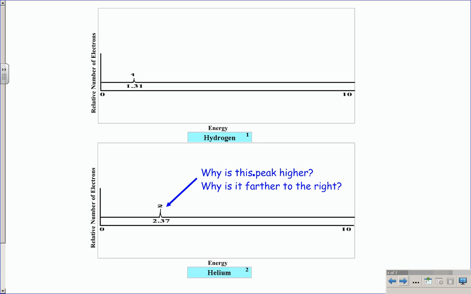And sure enough, that's exactly what we see. It is not quite twice as big. So that's why the peak is farther to the right. It makes sense based upon the strength of the nucleus and effective nuclear strength.